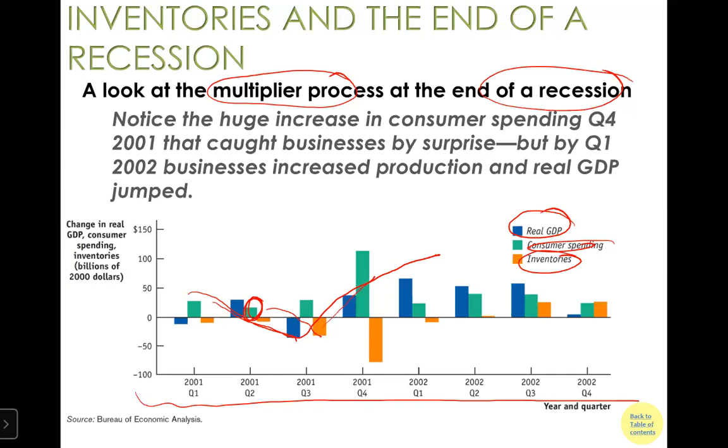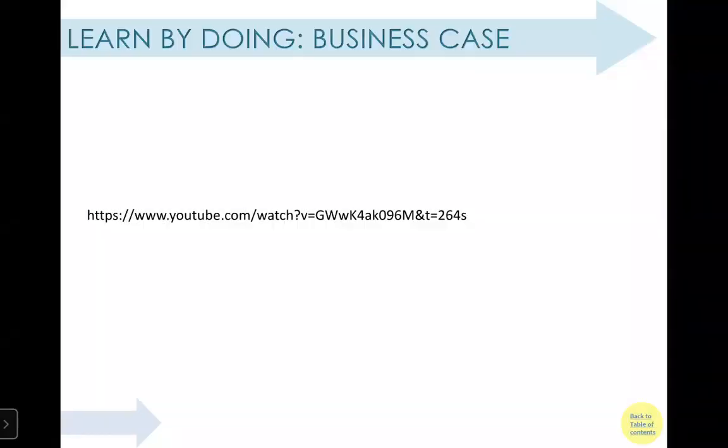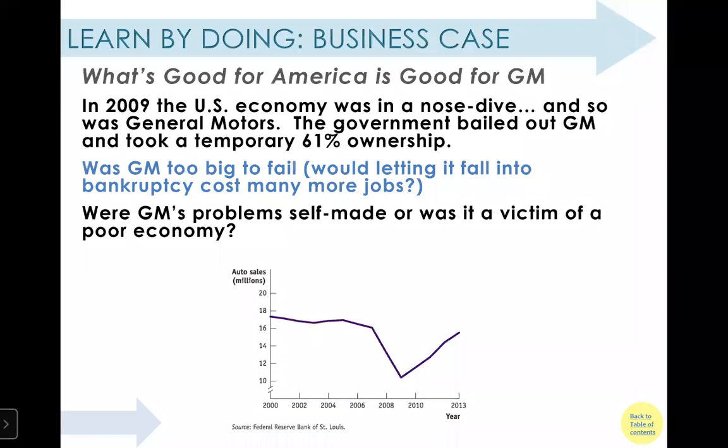So why does it pick up? Because the consumers start to gain confidence. Toward the end of the recession, consumers start to gain confidence, and then spending picks up, and this consumer spending pickup leads to the inventory declining even further, right? Right. So I'm going to end this part of the slides with a case study.